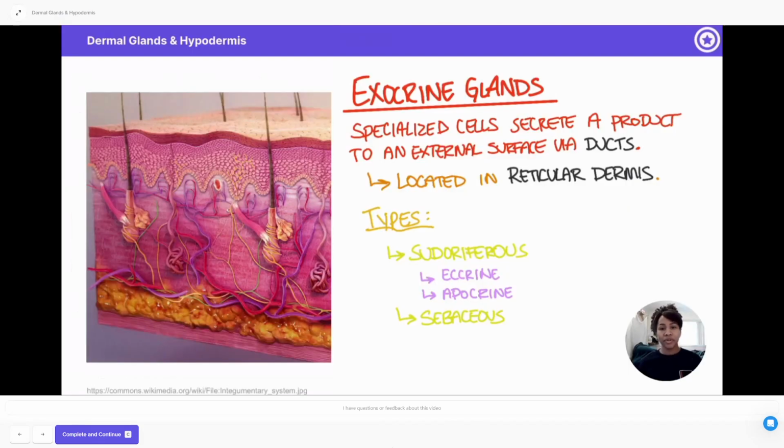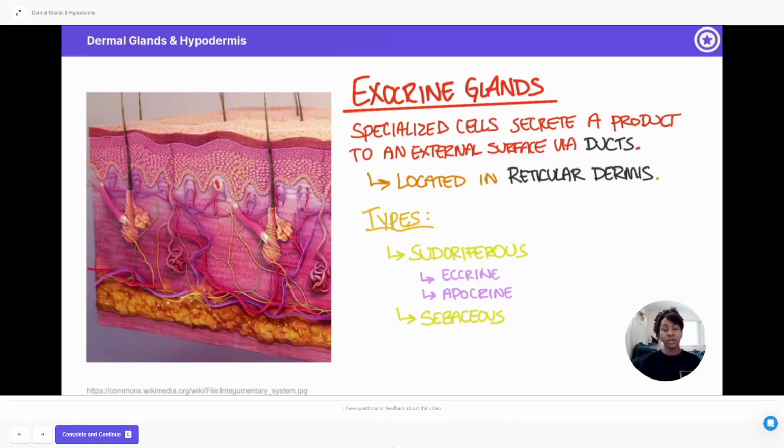So the thing about exocrine glands is that they release their products to an external surface via a duct. This is in contrast with the endocrine system, in which we have glands that release their hormones directly into the blood. Now, a great example of an exocrine gland is the tear gland. The tear gland releases tears onto the surface of our eyes to lubricate it, and it does so via the tear ducts.